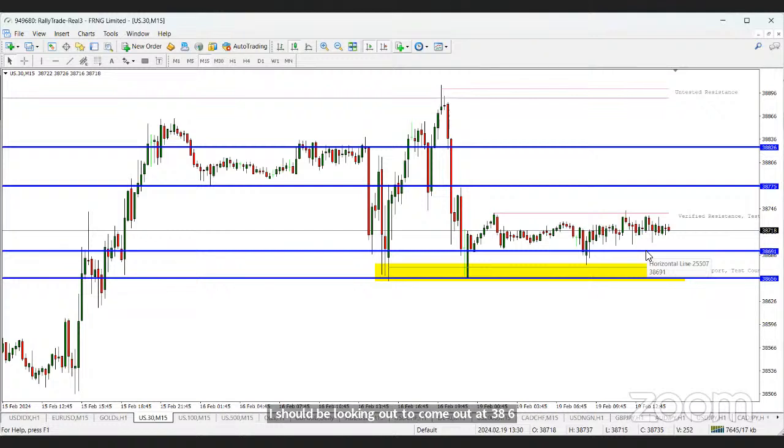So we've said if price closes above 38,770, we should be looking out for a buy, and we should be taking profit at around 38,820. But we also said we could have a buy limit at 38,650 and take profit at 38,690. Let's check out gold.